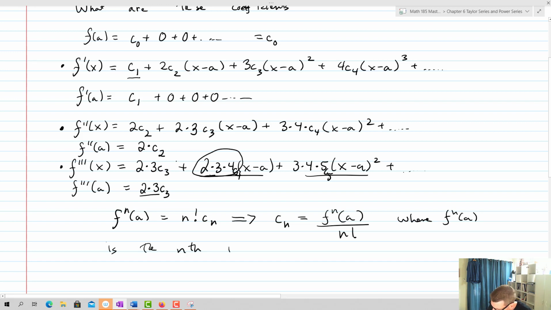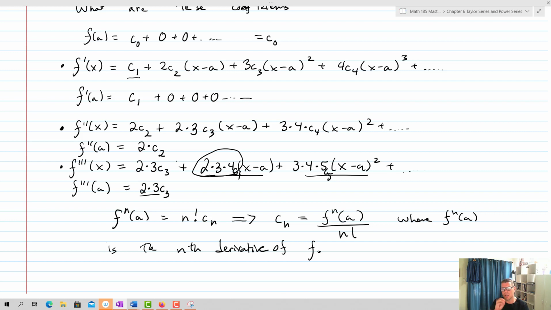where f^(n)(a) is, excuse me, not the nth root, but the nth derivative of f, whatever our function f is. And so this gives us a fairly easy way to actually write a function as a power series, because we could just take consecutive derivatives, and that should give us a complete sense of what our function is as a Taylor series.